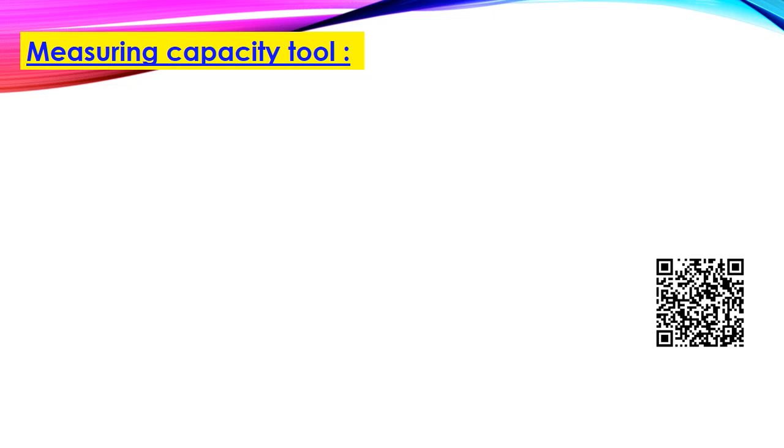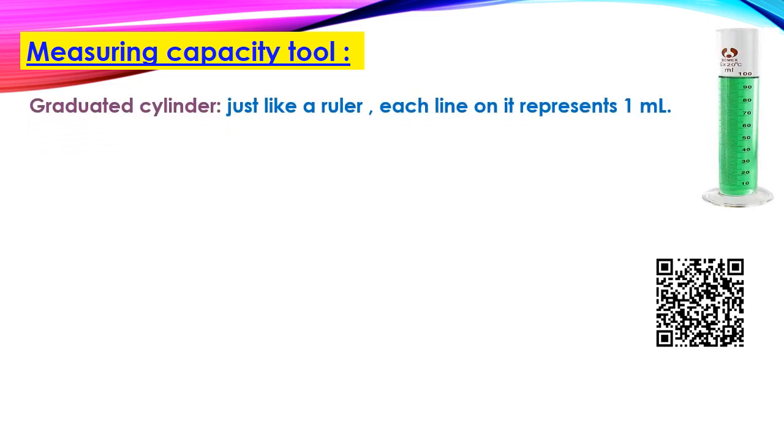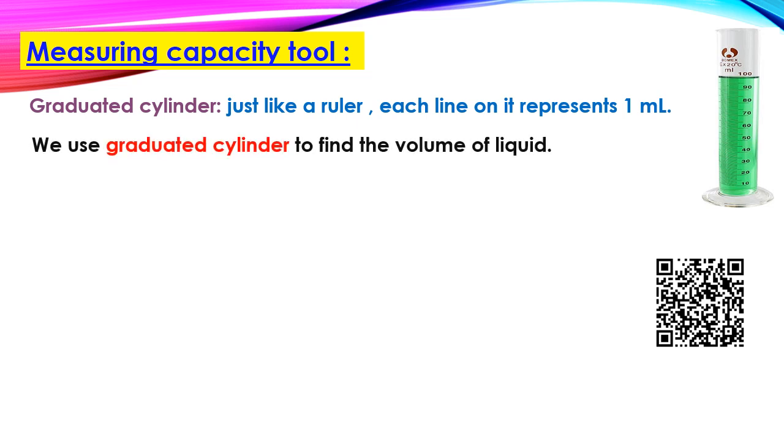Now with the measuring capacity tool, it's called a graduated cylinder, just like a ruler. Each line on it represents 1 milliliter. Look at this picture here. It's called a graduated cylinder, and each line or each dash inside it represents 1 milliliter. We use it to get the volume of liquid, or the capacity.